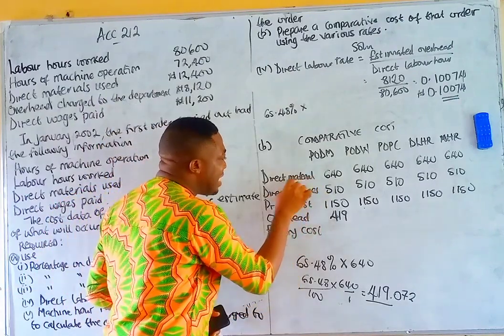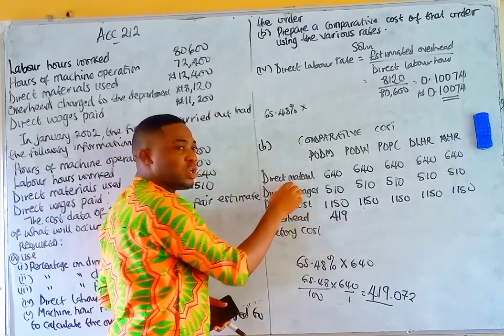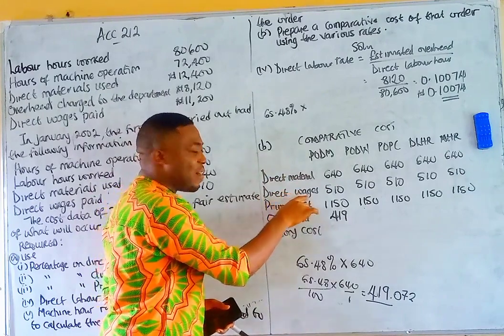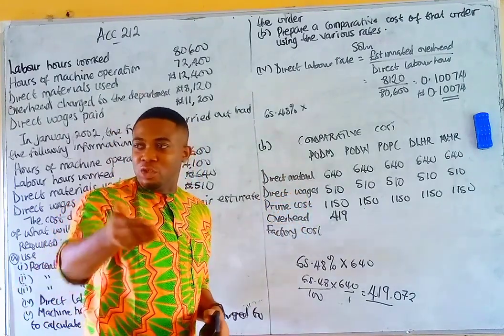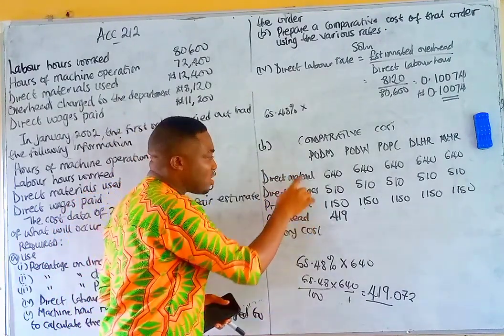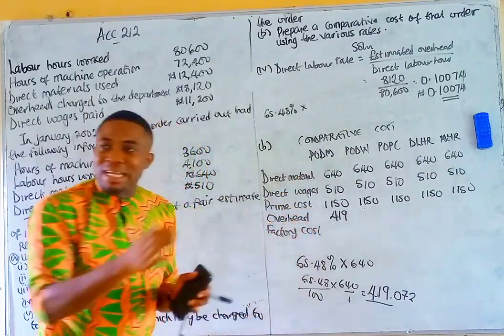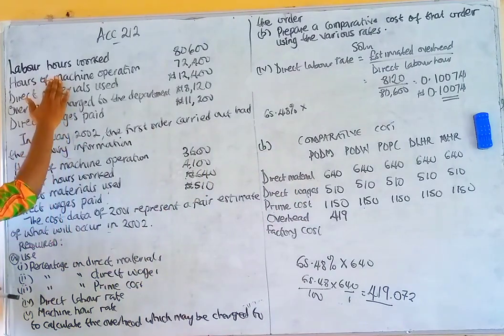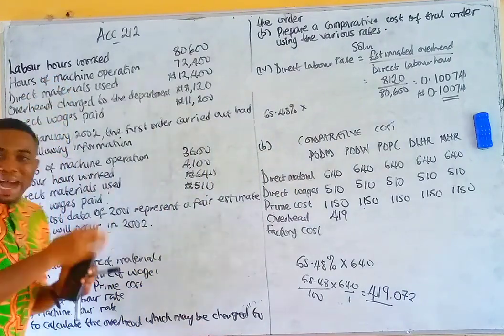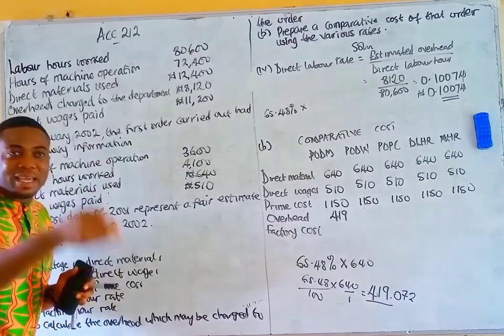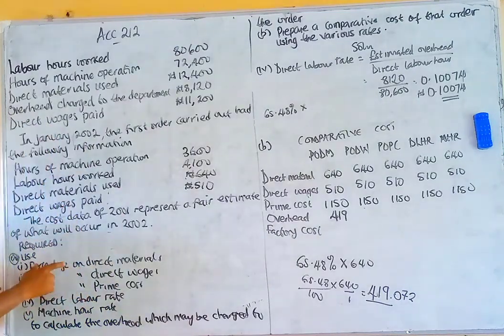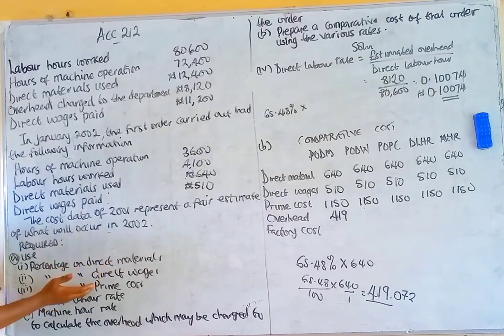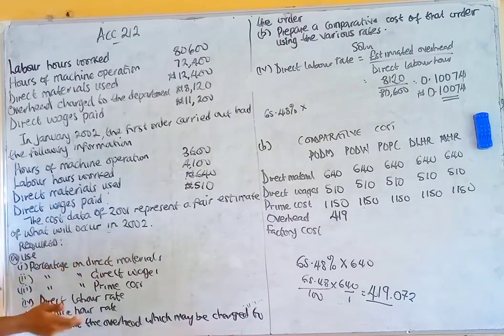So now they know direct material, because that is what they will use to produce. They know direct wages, that is what they are paying those who are working. The prime cost is the summation of these. Now the overhead, we said these are indirect expenses. So they asked us to use the ones they incurred last year as an estimate of what will happen this year, which was what we did here for each of these: percentage on direct material, direct wages, prime cost, direct labor hour rate, and machine hour rate.